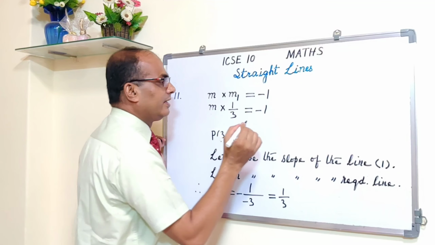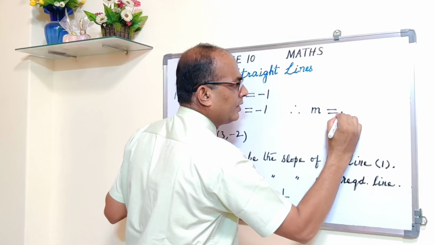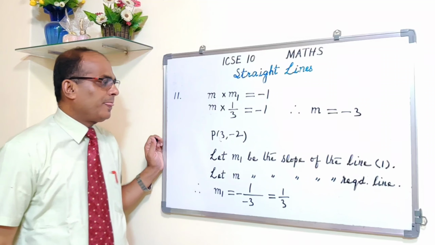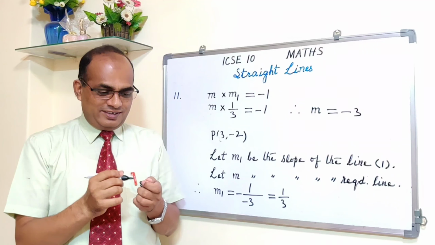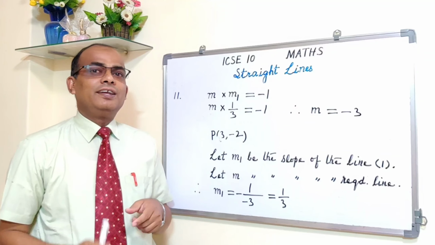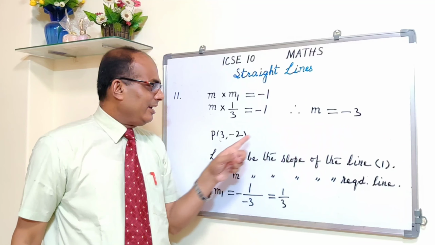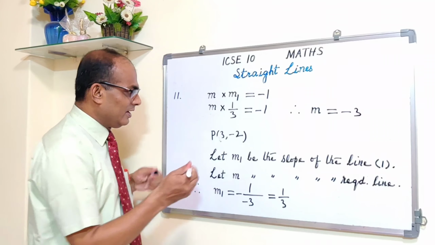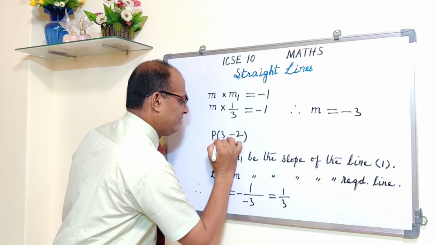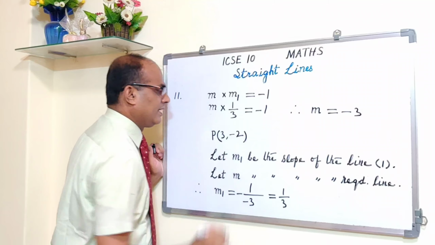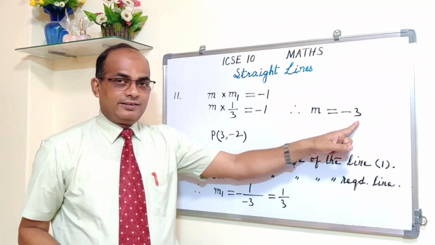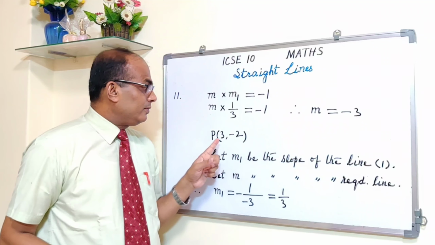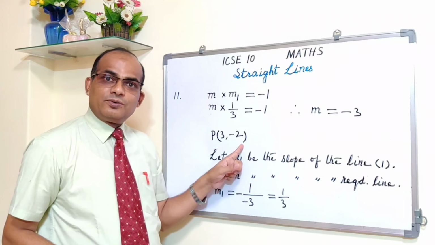Therefore m is equal to minus 3. Now again reframe the question. Now your new question is, find the equation of a line having slope minus 3 and passing through the point P(3, minus 2). Got it?